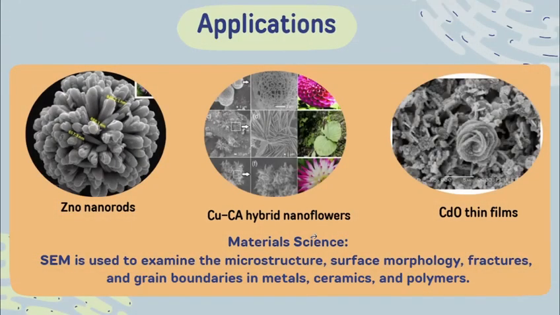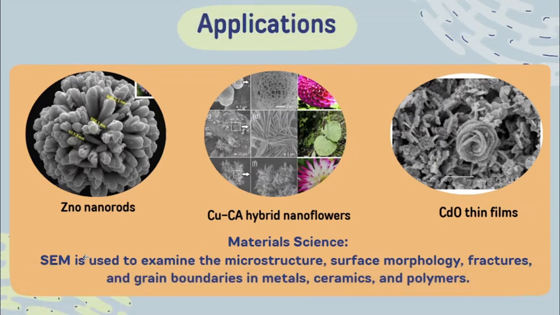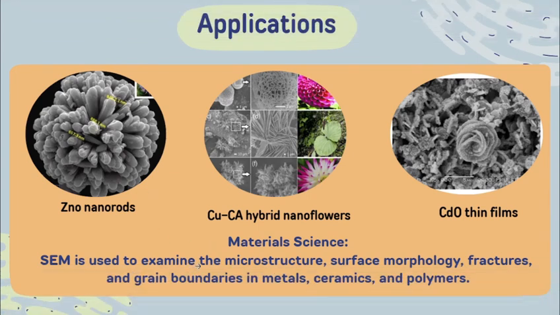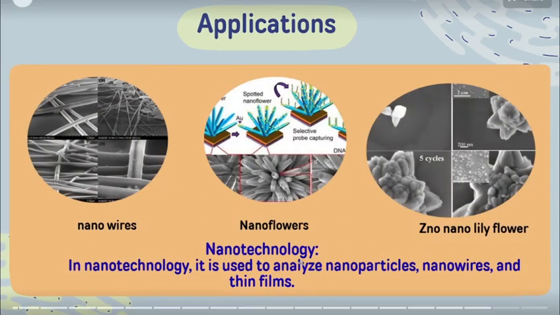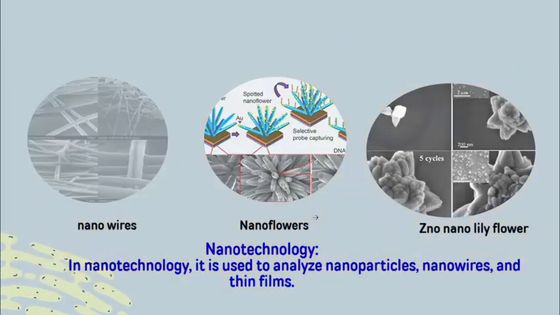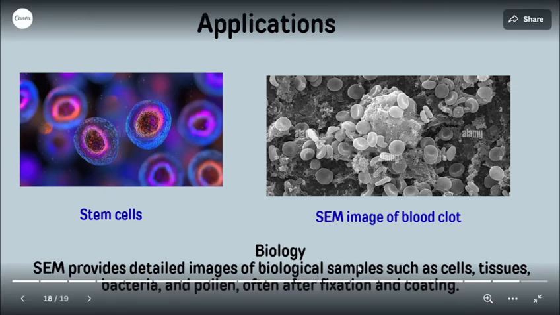Applications. SEM is widely used across various disciplines. In material science, SEM is used to examine the microstructure, surface morphology, fracture and grain boundaries in metals, ceramics and polymers, for example zinc oxide nanorods, nanoflowers and CdO thin films. In nanotechnology, it is used to analyze nanoparticles, nanowires and nanoflowers. In biology, SEM provides detailed images of biological samples such as stem cells, tissues, blood clots, bacteria and so on.